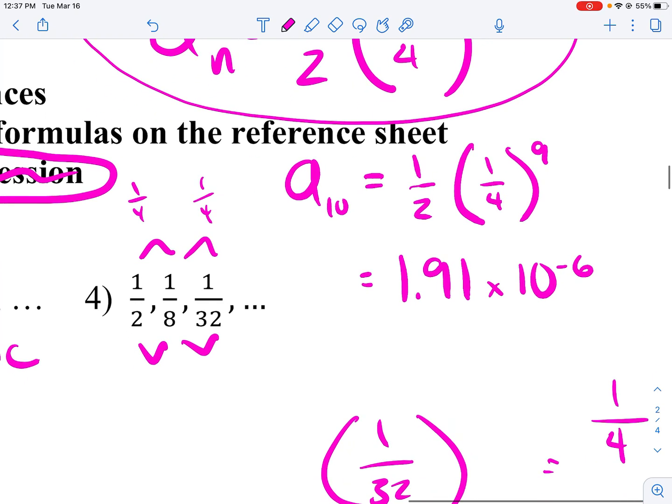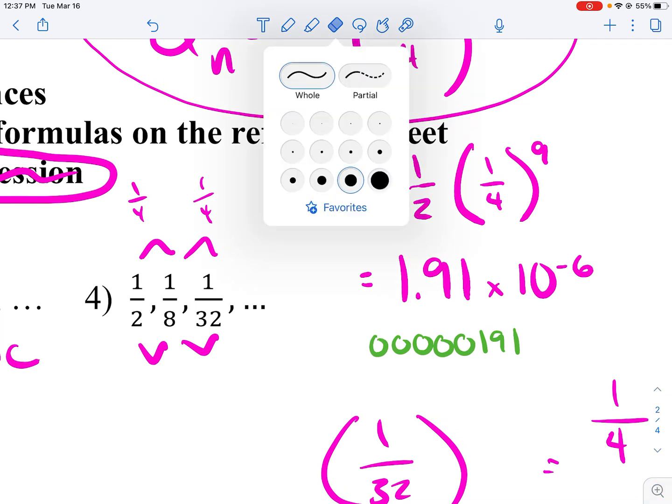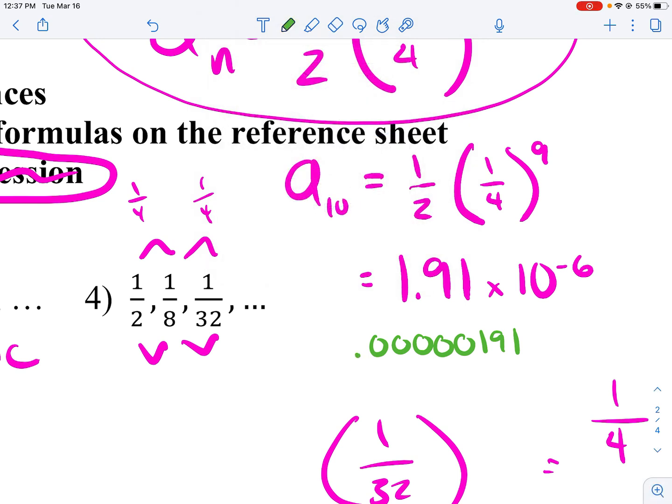So, if we wanted to put this in actual terms here, we're going to take this decimal place and we're going to go back 6 times. So 1, 2, 3, 4, 5, 6, right? 1, 2, 3, 4, 5. Cool. And so that will be the actual number. Whoa, no wonder, the eraser's huge. There we go. Okay? Either one's good though.